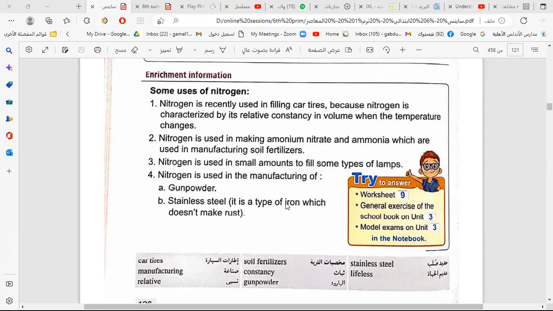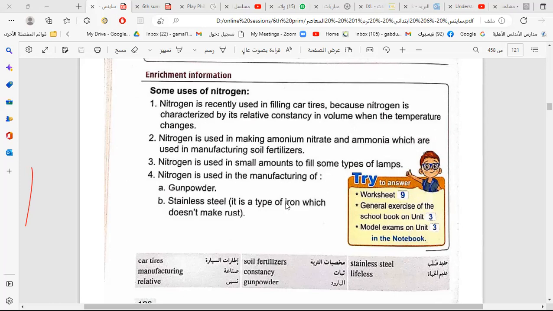Nitrogen is used in small amounts to fill some types of lamps. Some types of lamps are filled with nitrogen. Not all lamps, because most lamps, which we will study in second term, are filled with argon gas. But some lamps are filled with nitrogen, and some lamps are filled with xenon. You can use nitrogen to fill some lamps because it doesn't burn and doesn't help in burning.